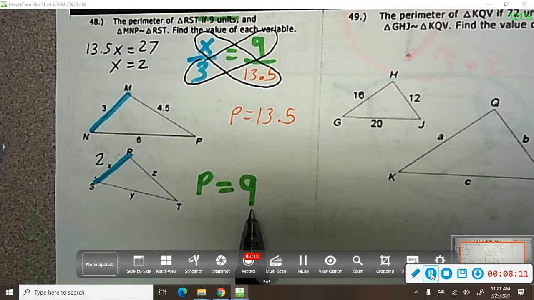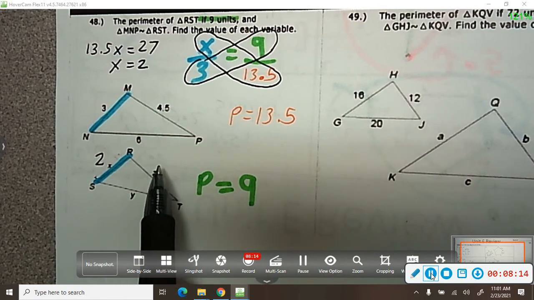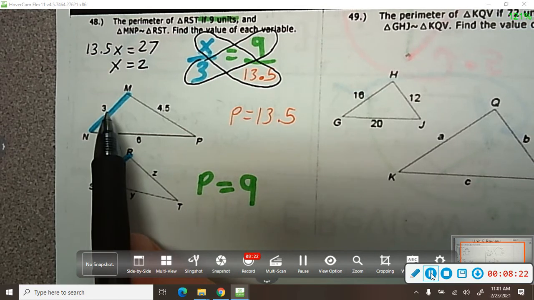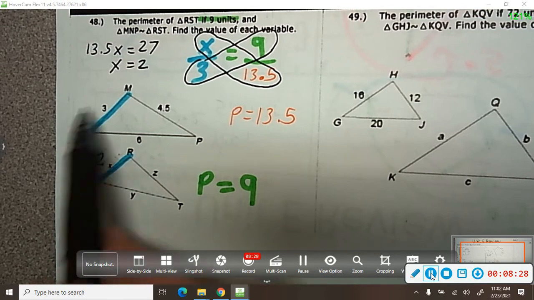That leaves 7 left over between y and z, because this whole thing needs to add up to 9. And so now we're going to set up another proportion. You can use the perimeters again if you want, or you can use 2 and 3, your choice. I might use 2 and 3 because those are easy. So I'm going to say 2 to 3.